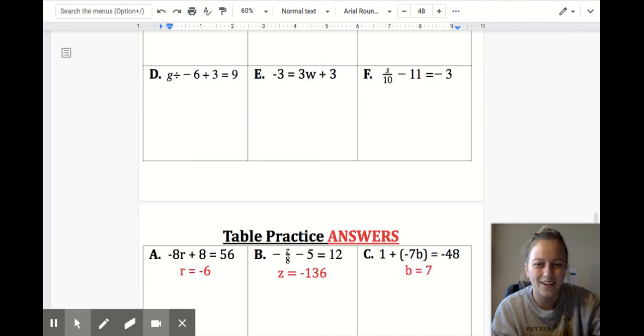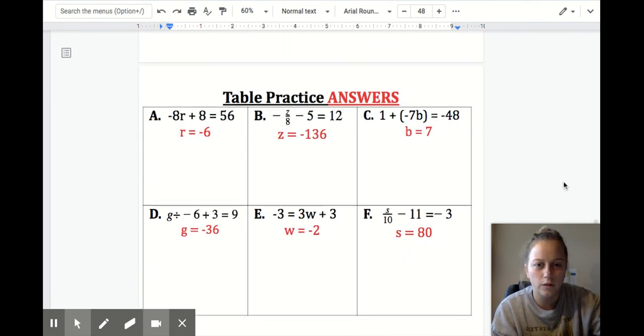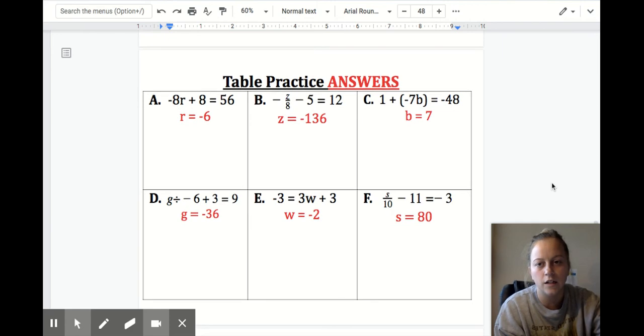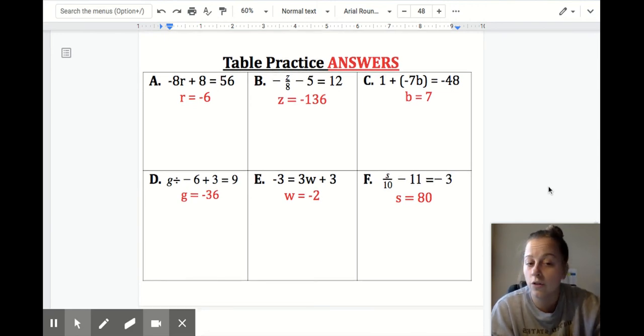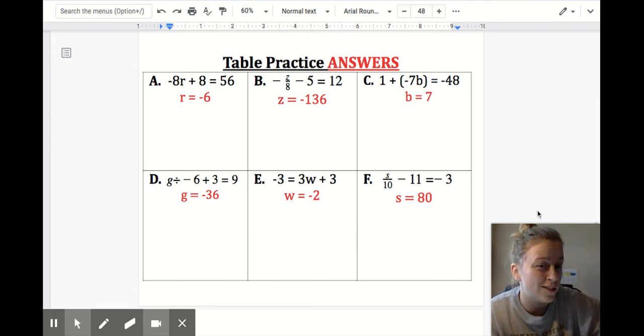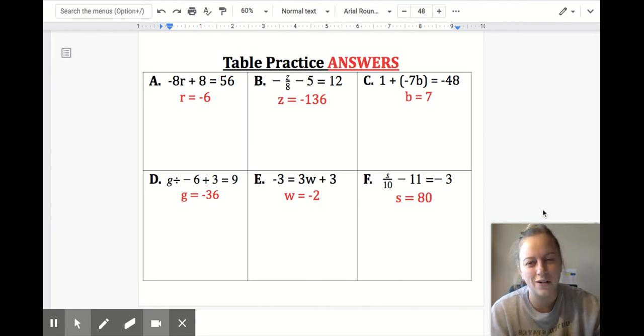All right, here are the correct answers for those. How did you do? Did you get the right answer? Look back at your notes. Did you show the inverses on both sides? If you got the wrong answer, why? Did you do an incorrect inverse? Did you do your inverses out of order? Or did you just do funny math, like 2 plus 2 equals 5 type math?